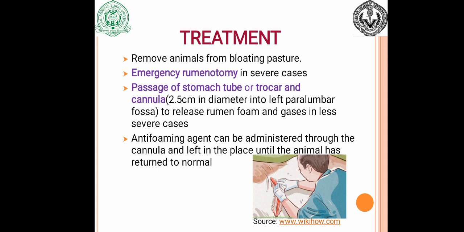Treatment. Remove the animals from the bloating pasture. Emergency rumenotomy in severe cases. Passage of a stomach tube, or a trocar and cannula of 2.5 cm in diameter, can be inserted into the left paralumbar fossa to release the rumen foam and gases in the less severe cases. Antifoaming agent can be administered through the cannula and left in place until the animal has returned to normal.